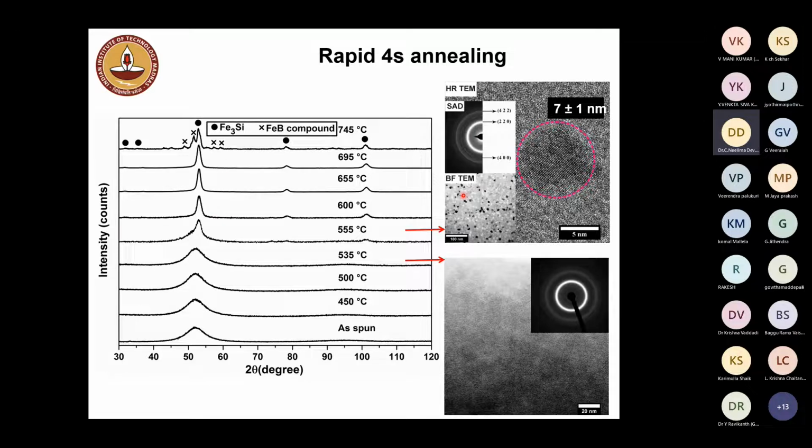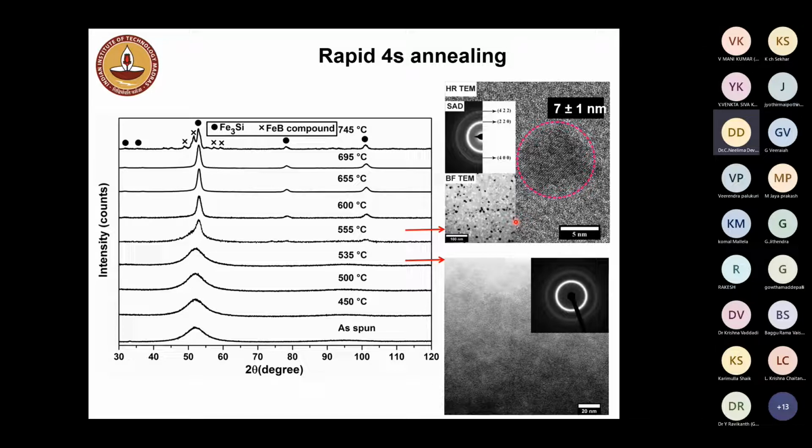If you want to see one of the crystals magnified, you can zoom in with high resolution imaging. You can see the grain size that we get at 555 degrees is 7 nanometers of Fe3Si, and the rest is amorphous matrix. Now you see that there's an amorphous matrix everywhere, and these crystals are present at 5 to 7 nanometers.